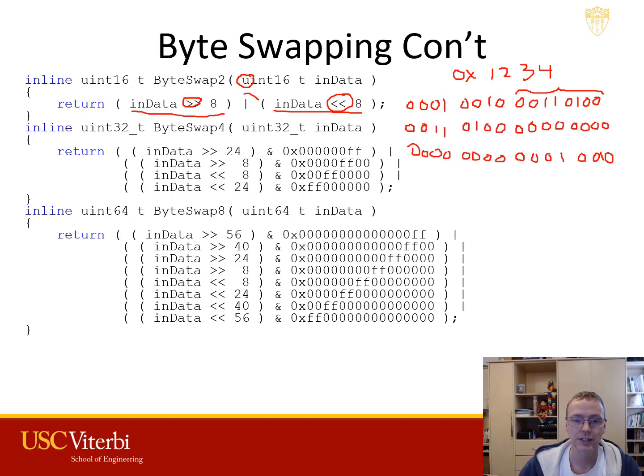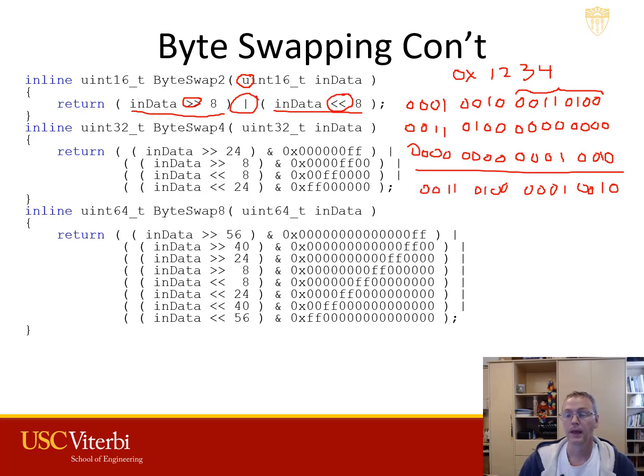And the next instruction is to OR those together bit by bit. So we're going to OR those two together. 0 or 0 is 0. 0 or 1 is 1. 0 or 0, 0. 0 or 1 is 1. 0, 0, 0. 0, 0, 1, 0. 1, 1, 0, 0. Back into hex, what have we got?